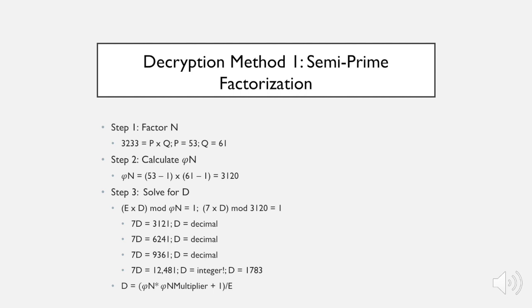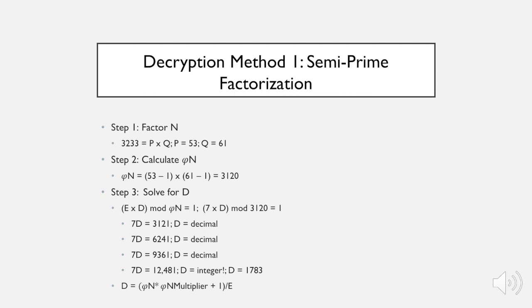In our example, if the message interceptor multiplies 3120 by 4, he achieves a modular relationship of 7d mod 12,480 is equal to 1, so 7d is equal to 12,481, and in this instance, d does equal an integer, 1,783. Here, solving for d only required 4 iterations. The formula for solving for d simplifies to d is equal to phi n times phi n multiplier plus 1 divided by e, where phi n multiplier is a specific integer value that the message interceptor multiplies phi n by to achieve different modular relationships that yield 1.